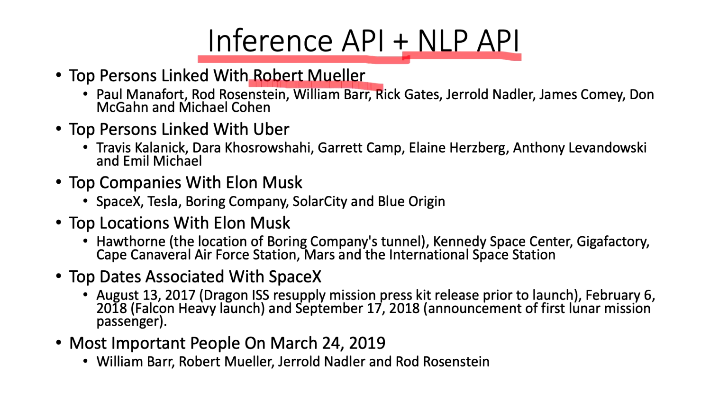We can say, take Robert Mueller here, find all the persons that are mentioned with him more often than they're mentioned without him. Or persons linked with Uber, companies linked with Elon Musk, locations linked with him, dates associated with SpaceX, or take a particular date and find the most important people on those dates. Again, we can start off with a transcript, load it into the NLP API, take those entities, load them into the Inference API, and ask all sorts of interesting questions about the news media.